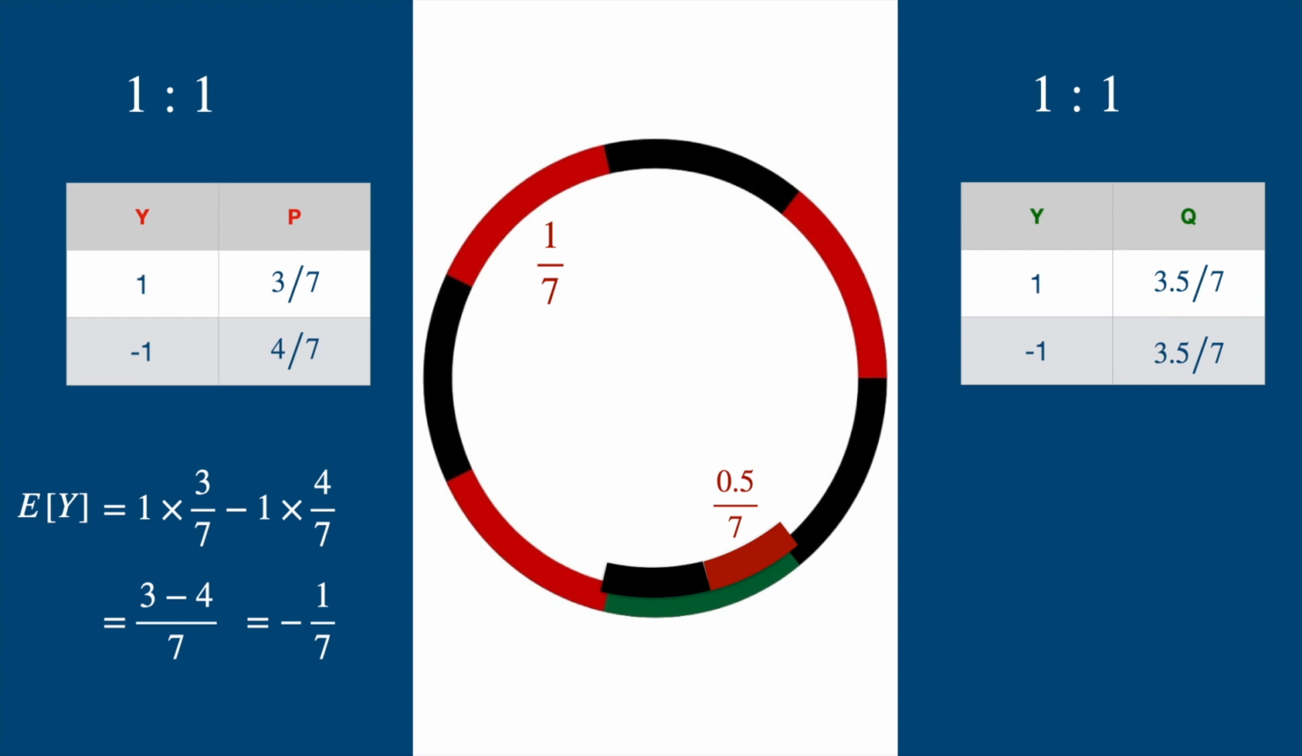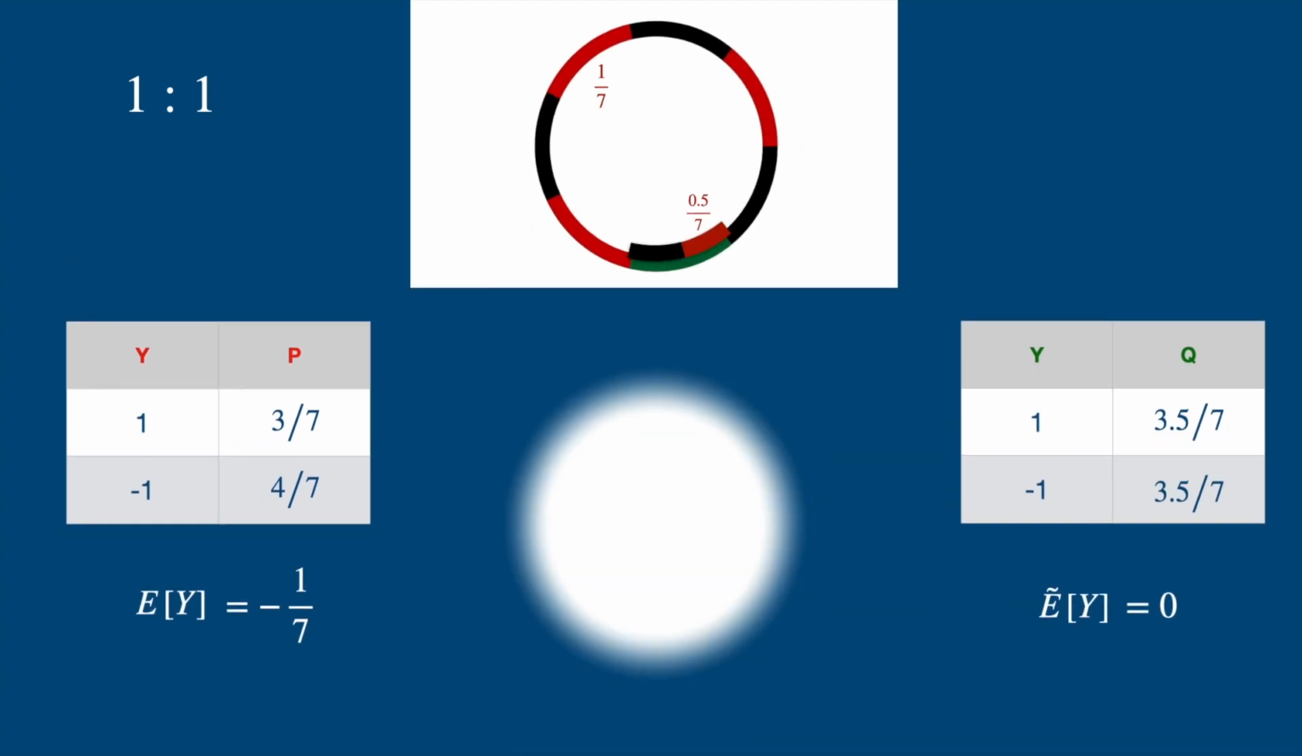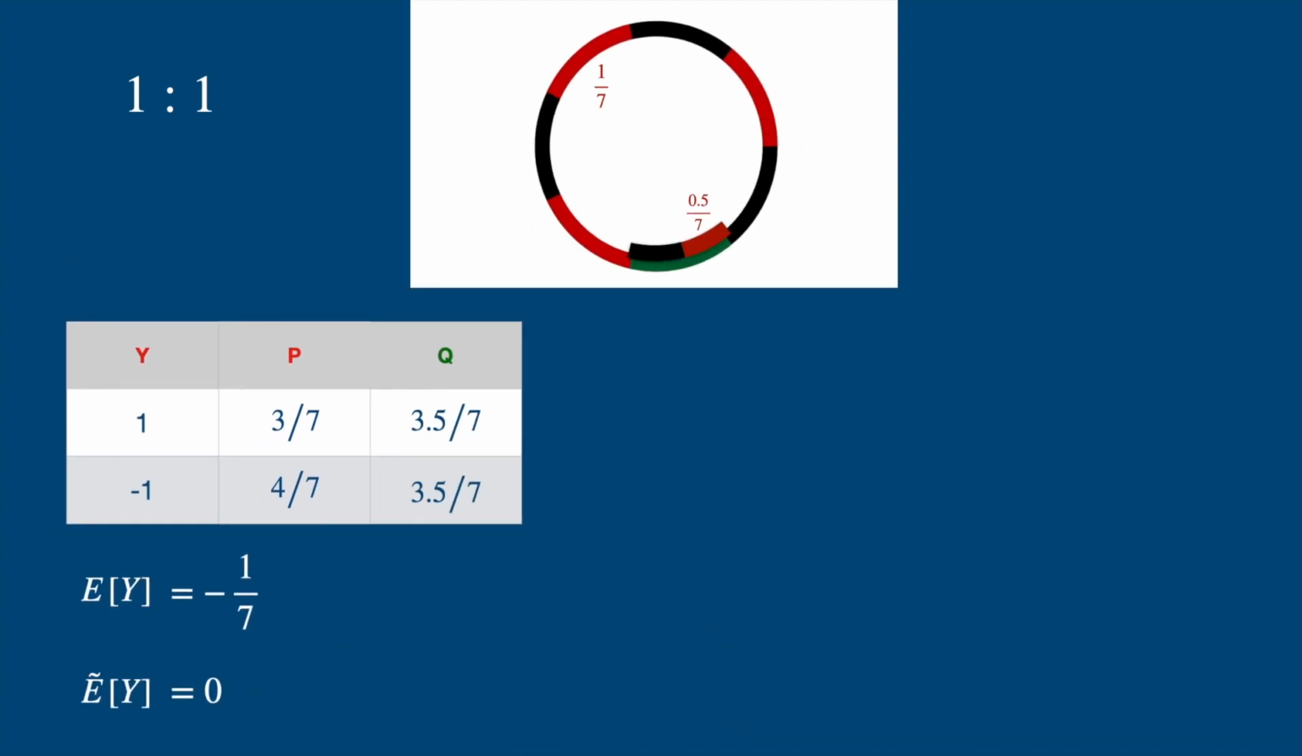Now if we calculate the expected value under this new probability measure, which is value times probability, then no surprise, we get 0. Notice we represented the expected value under the measure Q with tilde E. Let's put the two probabilities side by side. Now let's create a new variable Z as the ratio of the two probabilities.